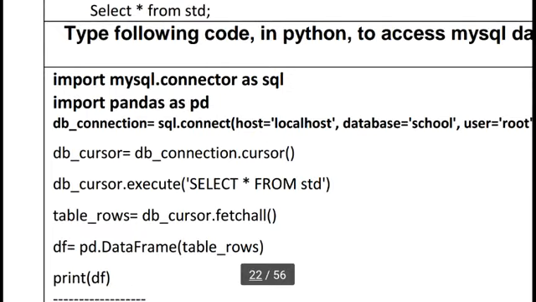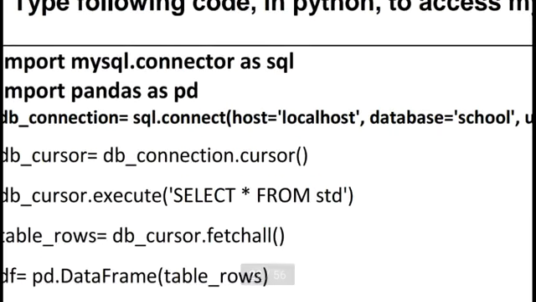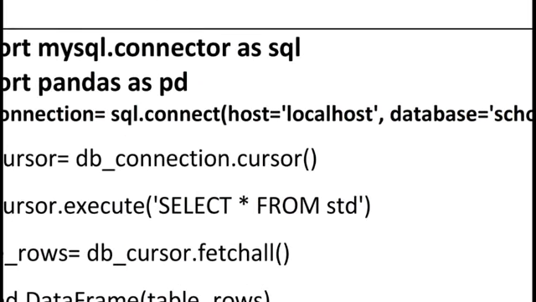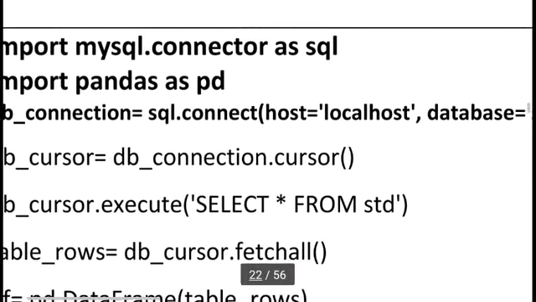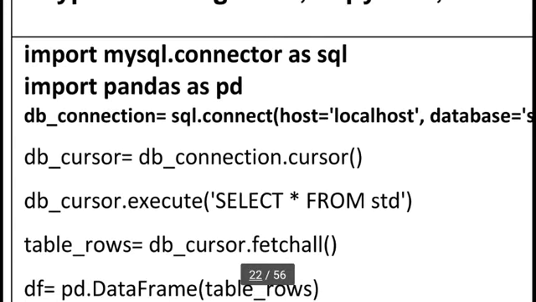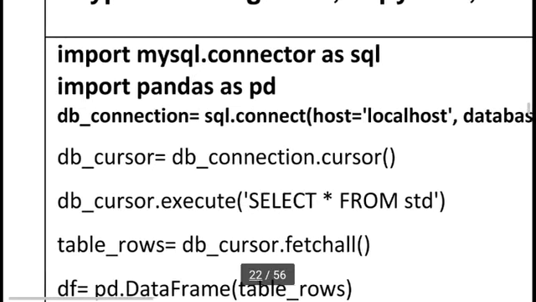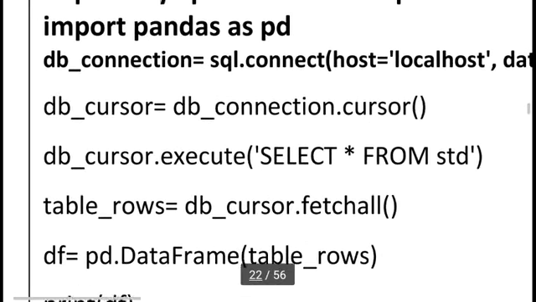Then db_cursor = db.cursor, connection.cursor. This is another command, meaning the cursor is a temporary memory. First, MySQL transfers this table to memory. So the cursor is a short-term memory. Our SQL database student table is transferred into this cursor.